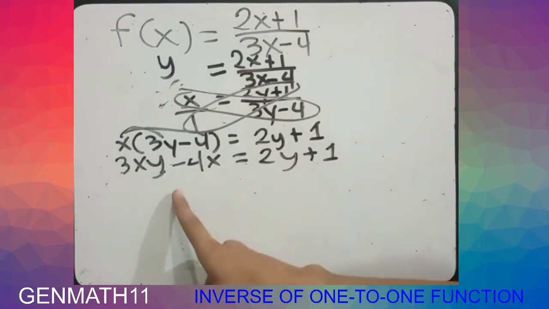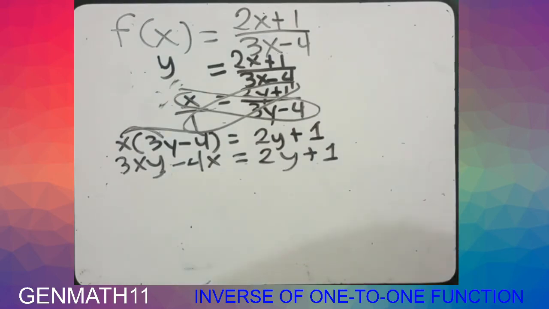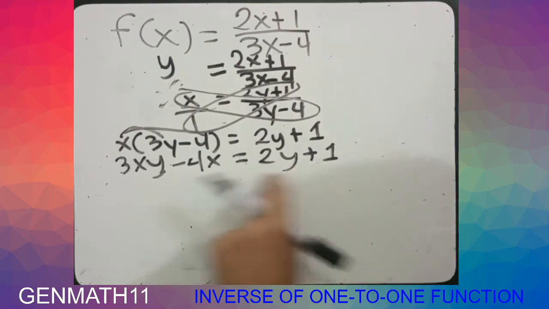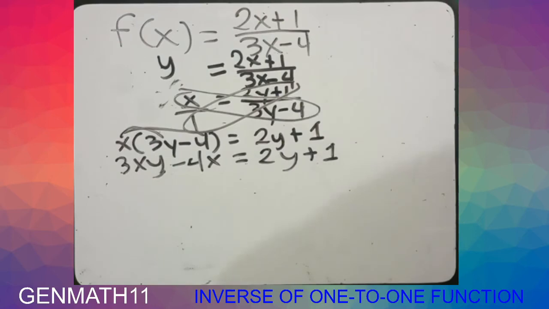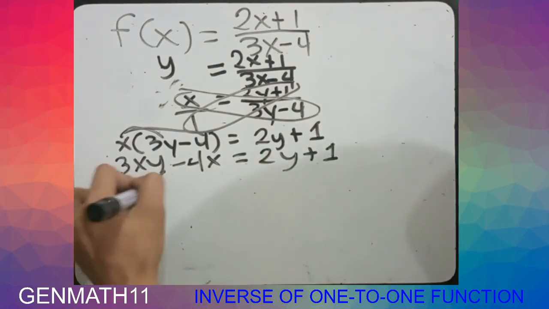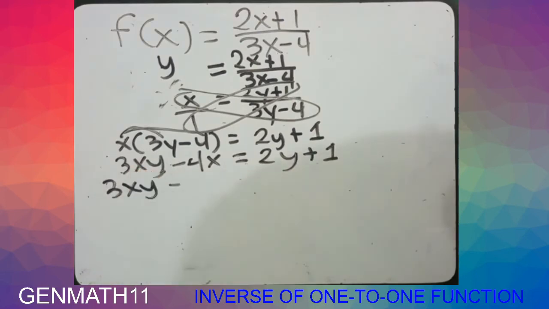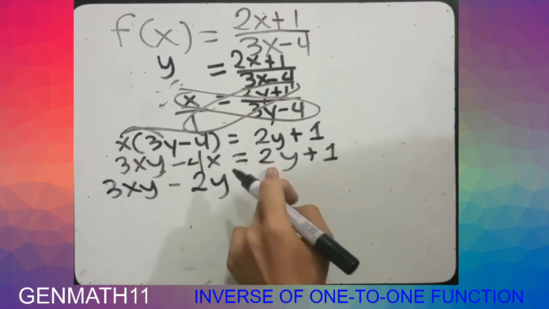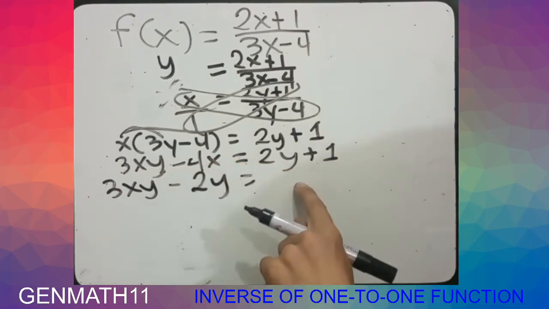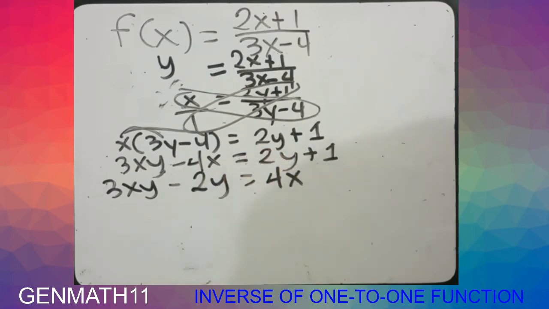So next. So saan na natin gagawin dito? So ang gagawin mo, pagsasamahin mo yung merong y. So ito may y, 2y. Then si 3xy. So pagkasamahin mo siya, so magiging 3xy minus 2y. So nilipat ko, di ba? Si 2y nandito, negative 2y. Equals, si 4x, inilipat ko sa kabila, magiging 4x plus 1.